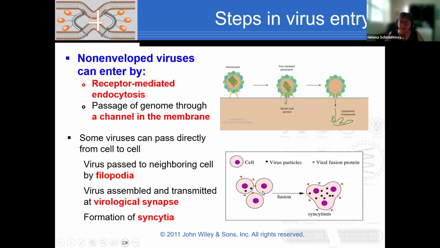So the virus inserts its fusion protein into the membrane of infected cells, and this can trigger fusion with other non-infected cells. So the virus does not even need to be released from the infected cell. It can actually be transmitted via fusion. And these multinucleated giant cells are called syncytia.